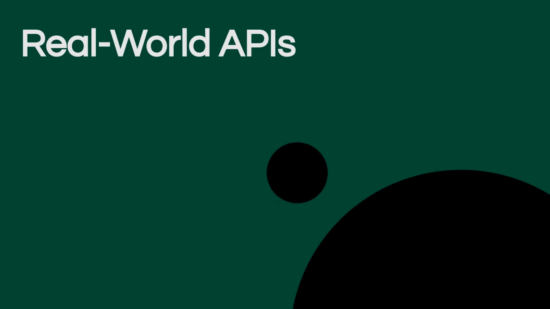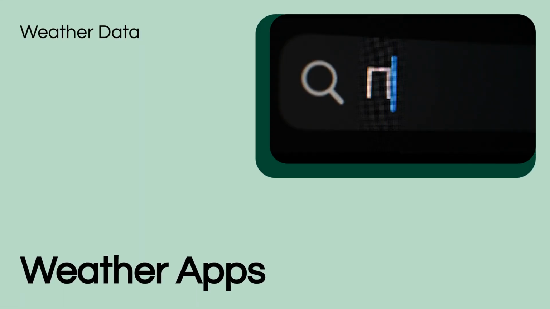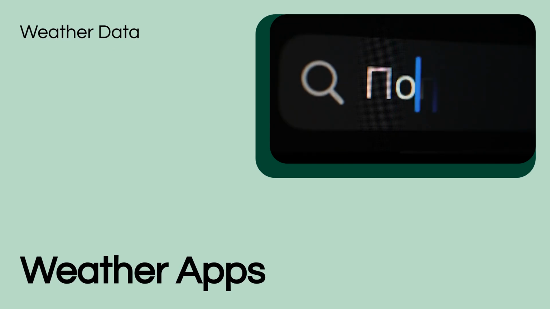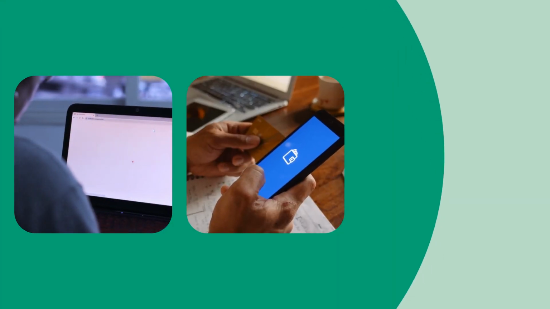Now that we understand the analogy, let's look at some real-world examples of APIs that you probably use every day without even realizing it. When you open a weather app on your phone, it doesn't have its own weather station. Instead, it uses a weather API to request real-time weather data from a weather service, which then sends the data back to your app. When you shop online, the website might use an API to connect with a payment gateway, like PayPal or Stripe, to securely process your payment, or an API to calculate shipping costs from a delivery service.